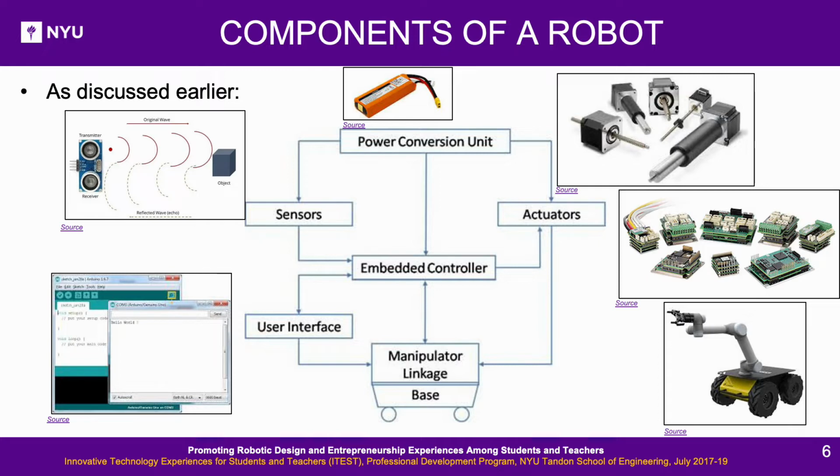Sensors measure the robot condition and its environment and send such information to the robot controller as electronic signals. The user interface can be a joystick, mobile application, or a coding interface such as an IDE. The base is the chassis of the mobile robot, which is mounted with the manipulator and all the other components.